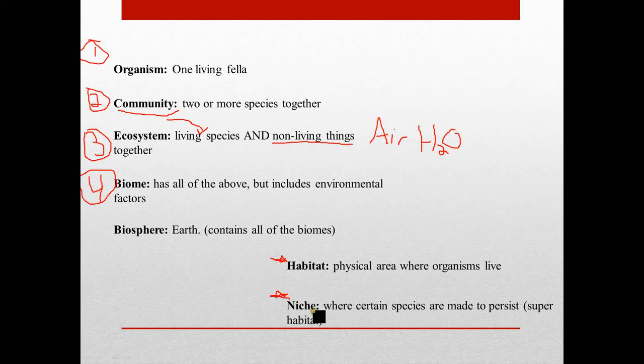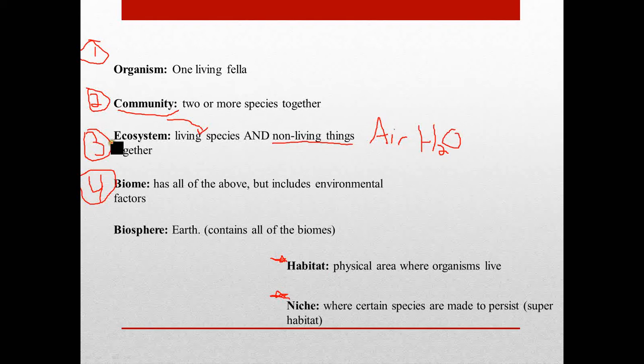Michael Jordan has a niche with basketball. That's his niche. He's very good at it. It's not really my cup of tea. The fish has a niche for swimming. Am I getting this point across well? A niche is a place where certain species are very much made to persist.